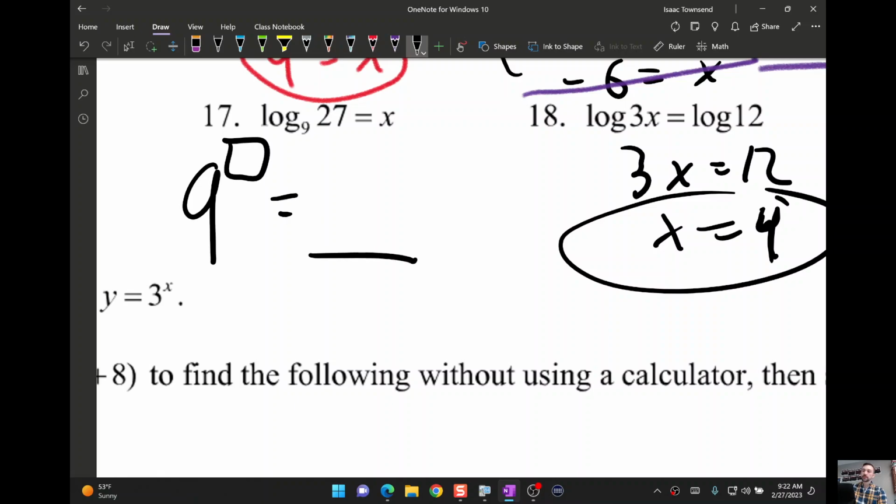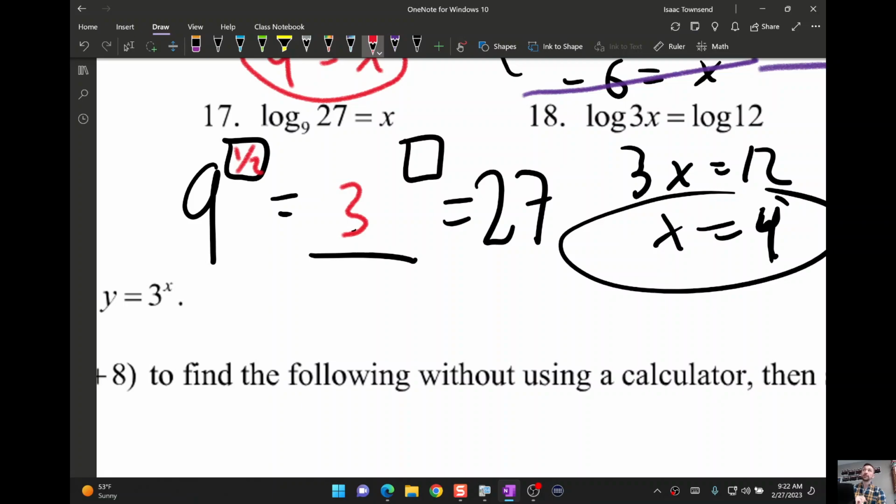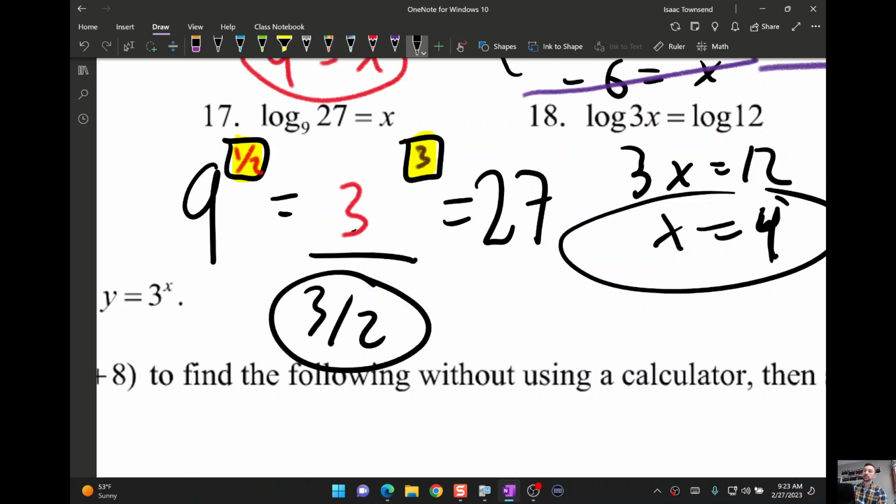So instead of trying to do it all at once and make it even harder, I just thought about what I could raise 9 to make it a smaller number. And I did a half because the square root of 9 becomes 3. And then that's good news because 3 to the 3rd gives you 27. And then to raise it to the half and to the 3rd at the same time, you just multiply those, 3/2. I'm not saying that you have to do it in 2 steps, but it makes it a lot less mental juggling. Is that enough? Okay. Anybody else for those 6?